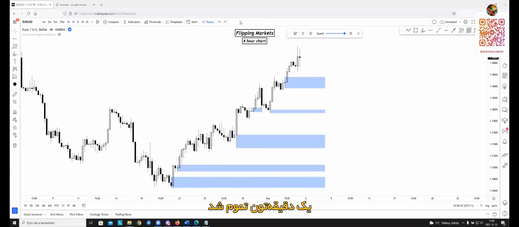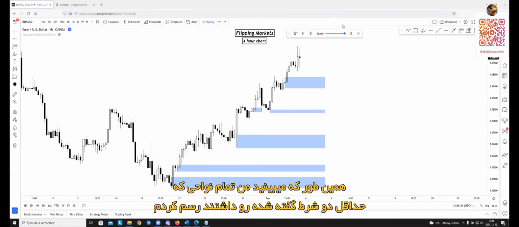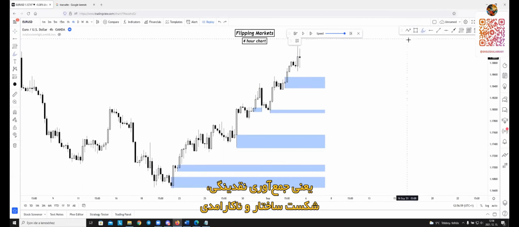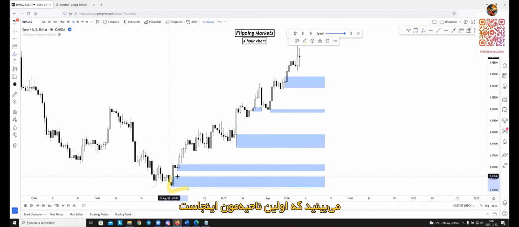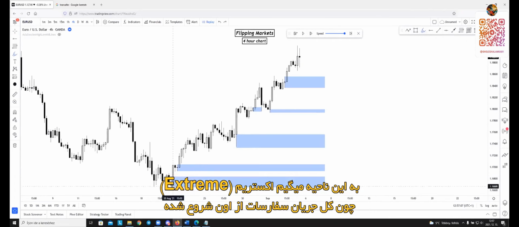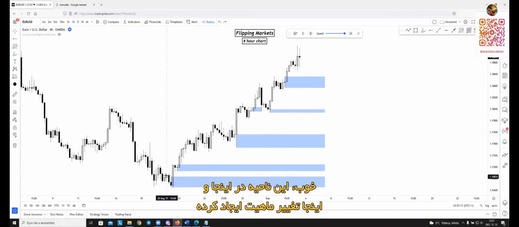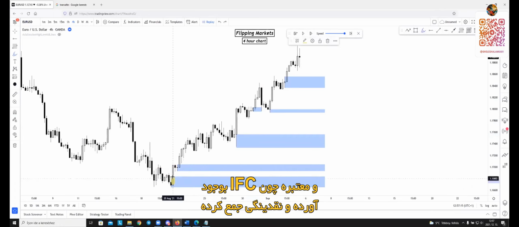So the 1 minute is over, and as you can see, I drew all of the zones that have at least 2 criteria: liquidity collect, break of structure, and inefficiency. Okay, let's check them out. As you can see, this is our first zone. We call it an extreme zone because it was the start of the whole order flow. Okay, this zone changed character here and here, so this will be valid because it created inefficiency and swept liquidity.